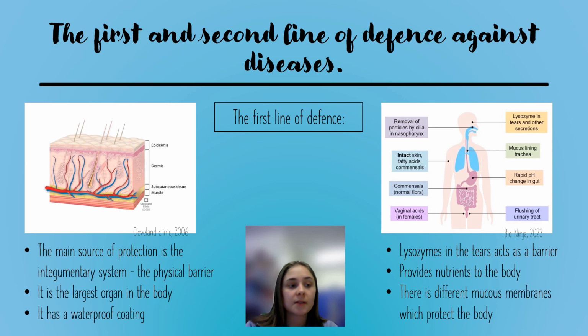They are coated with secretions that help fight microorganisms. For example, lysozyme is found in tears, sweat, and saliva, and this destroys pathogens when they are trying to enter the body. They are also very good at providing nutrients. Here on a diagram, we can see different examples of chemical barriers. So here we have the vaginal acids in the vagina, and then we also have pH changes and also mucus linings in the trachea.